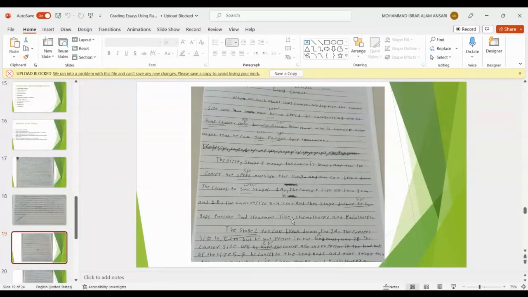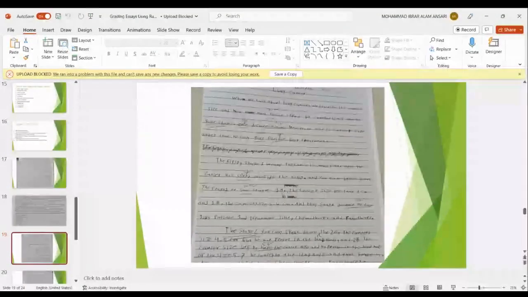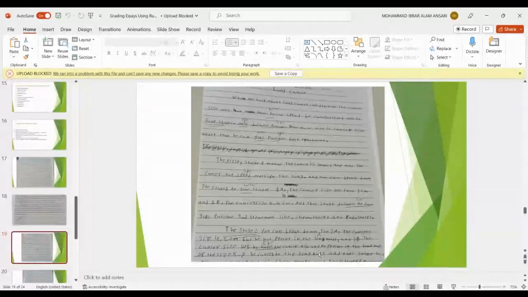If you look at, stage one means the cancer. He's not able to write the word cancer. Look, and he's writing on this topic. And the word cancer is given in the rubric, in the question booklet. So this shows how careless this student is. He doesn't even bother to look at the rubric, at the bullet points, at the topic.